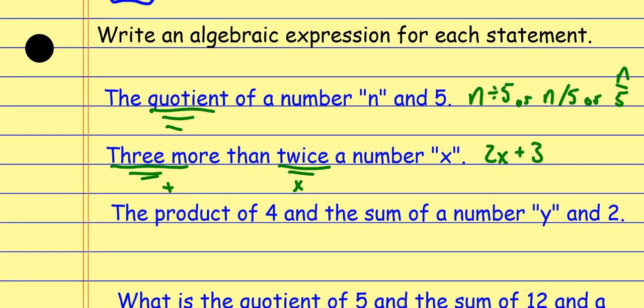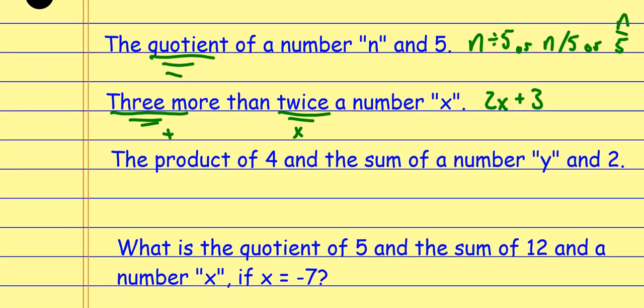For example, if I look at this guy, again, it says the product, see, so there's the product, that's multiplication, of 4 and the sum. See, so it's 4 and the sum, it's followed by another operation of addition. A number y and 2. Okay, so the product of 4 and the sum, I got a little carried away with my underlining here. So the product of 4 is implying the multiplication, but then sum is implying addition. So it's saying I want to multiply 4, but I want to multiply it by that addition problem. Okay, which means the addition has to happen first.